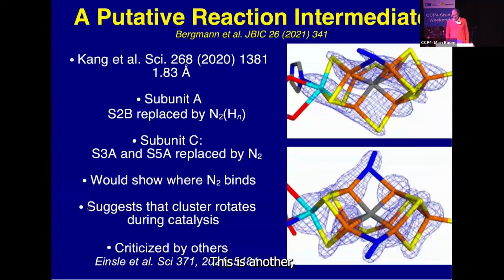This is another study of the nitrogenase where they said that they see an N2 intermediate, because we don't know where N2 binds to this site. We only know the resting state. But in this structure, they showed that in one subunit they had 1 N2 replacing one of the bridging sulfide ions, and in the other subunit they had 2 N2 binding to the other 2 bridging sulfide ions. And this was a structure at 1.8 angstrom, but it looks quite strange.